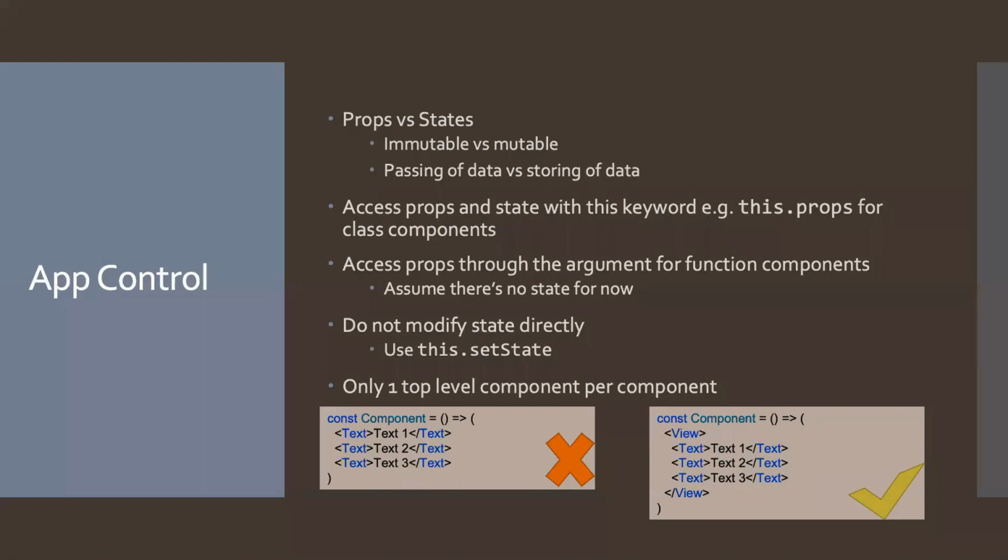So we also talk about how to access props and state using the this keyword. To access the props or state, you will do a this.props or this.state. And that's for the class component. For the function component, we will access the props through the function argument. And also, as I mentioned just now, assume that there's no state for function components for now. Okay, and one key thing to note is that you do not modify your state directly.